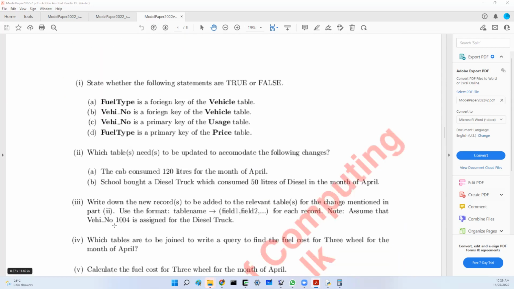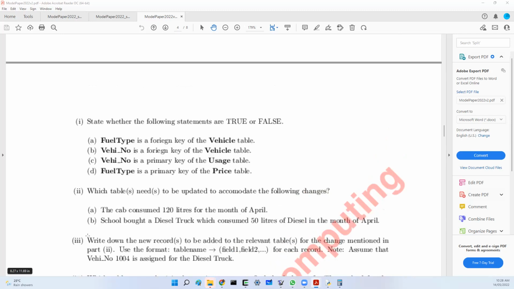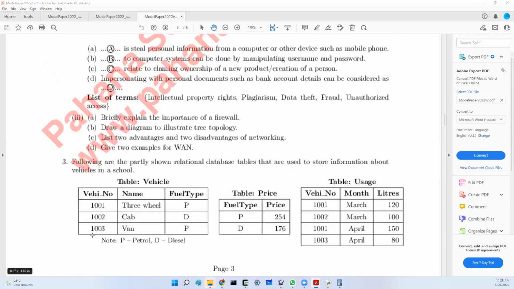Right. Write down the new records to be added to the relevant table for the change mentioned in part 2. Use the format table name, field 1, field 2. Assume that vehicle number 1004 is assigned to the diesel truck. Changes to be made. Usage table, 1002, April, 120. Yes. Okay.